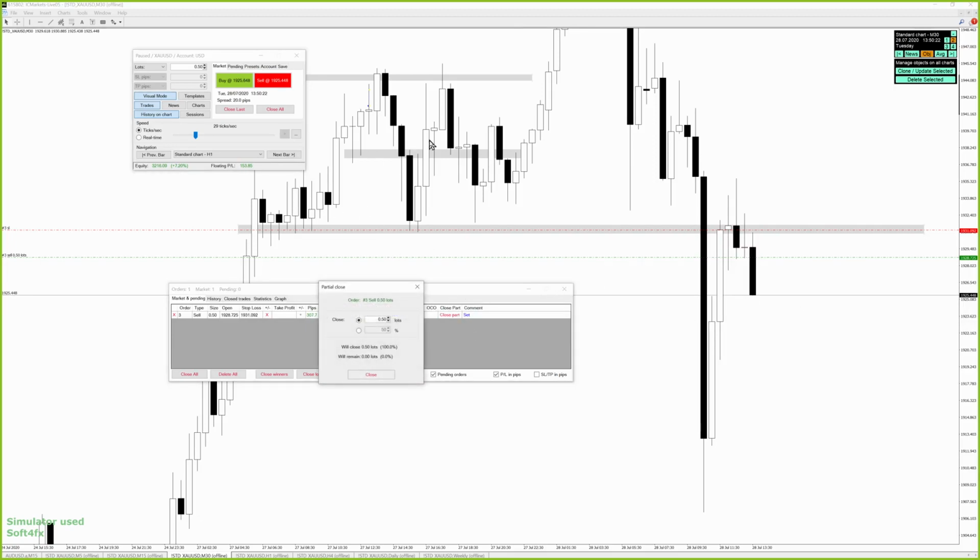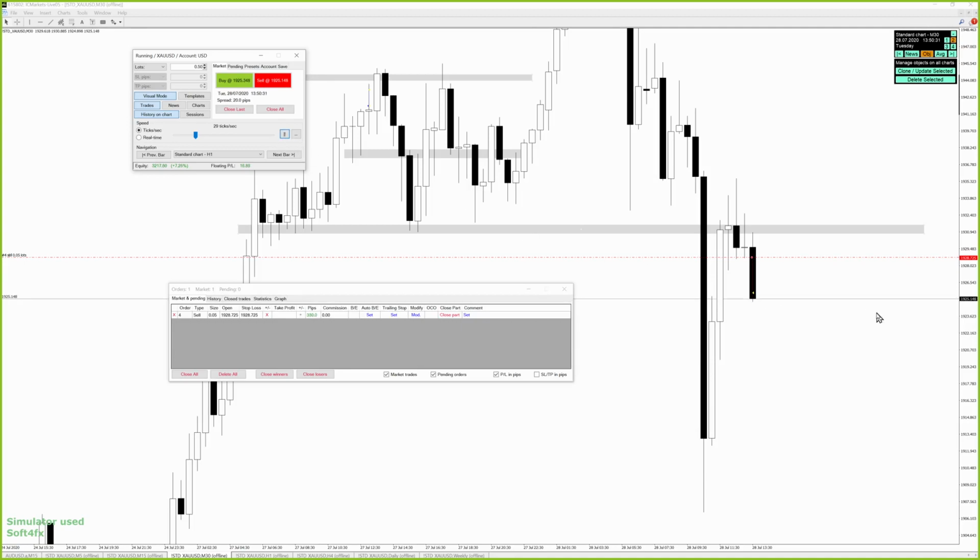So we're going to close partials right here. Close around 90%. When you use visual mode, set the TP, check, and you won't have to set one. Oh. There we go. We're going to close 90% right here. And we're going to leave the rest running with stops at break even. That's it.